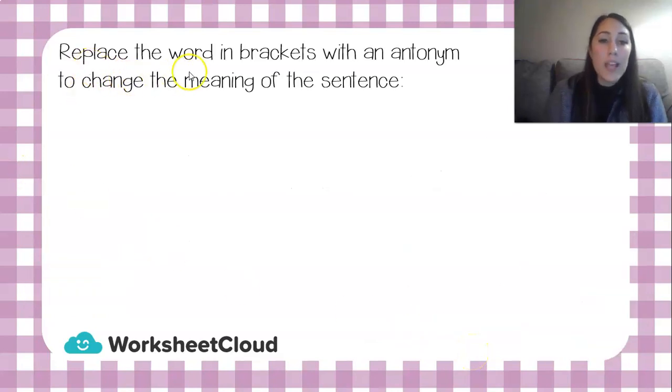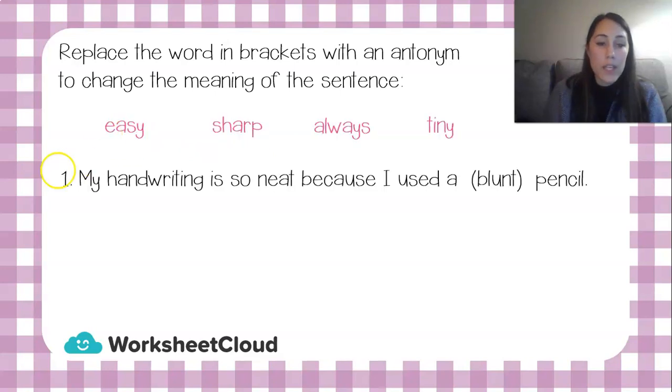So now we're going to replace the word in brackets with an antonym to change the meaning of the sentence. So our first sentence is, my handwriting is so neat because I used a (blunt) pencil. So I need to replace the word in brackets. Brackets are these little curved lines on the side of the word, and this word is inside the brackets, blunt. Now we need to find the correct antonym for blunt to change the meaning of the sentence.